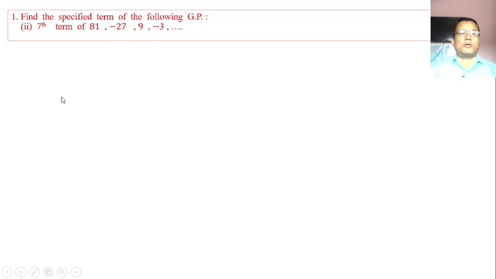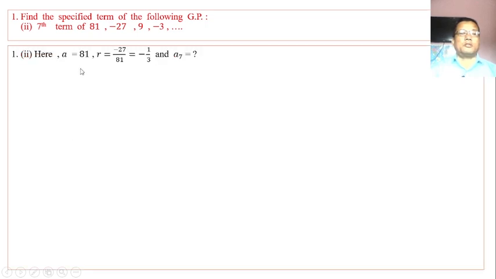Similarly for Roman number 2, the 7th term of this. Here a is it1, the common ratio is minus 27 by it1, we get minus 1 by 3. A7 is what? Using this formula, we get a7 is it1 into minus 1 by 3 to the power 7 minus 1. Simplify, we get 1 by 9, the 7th term.